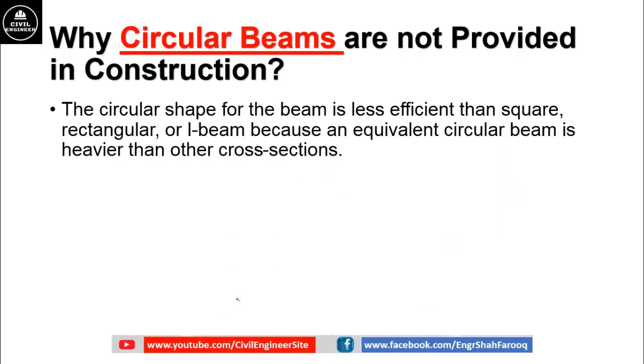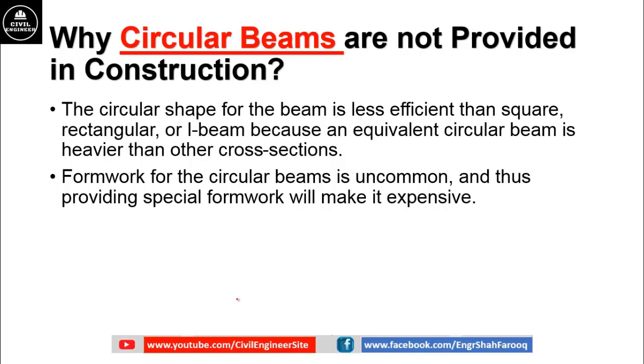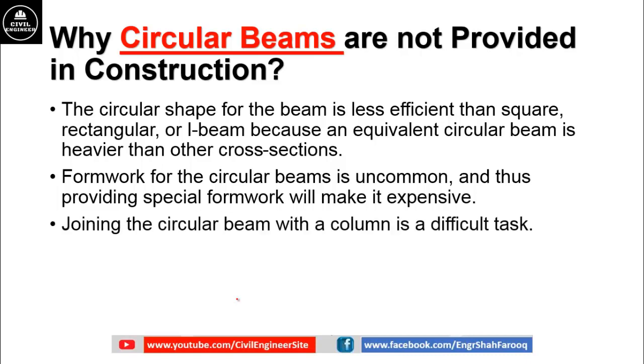The circular shape for the beam is less efficient than square, rectangular or I-shaped beams because an equivalent circular beam is heavier than other cross sections. Formwork for the circular beam is uncommon, thus providing special formwork will make circular beam construction more expensive. Joining the circular beam with a column is a difficult task, and we have discussed in the previous slide that stress concentration also occurs at the junction of circular beam and column.